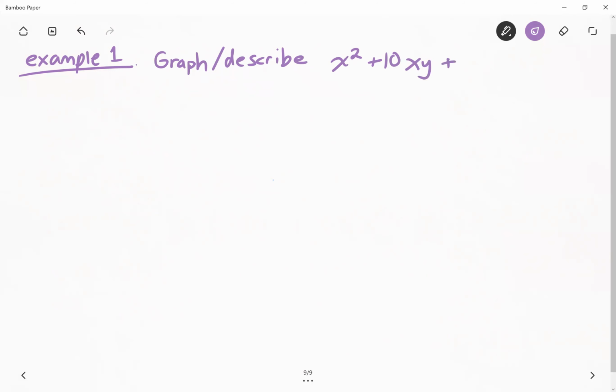All right, so first example. Let's say we want to graph, and let's describe it in words too, the quadratic function x squared plus 10xy plus y squared is equal to 1. Now, if it wasn't for that 10xy term, it would just be a unit circle. But let's see what we can do here using the abstract formulas we've just been discussing.